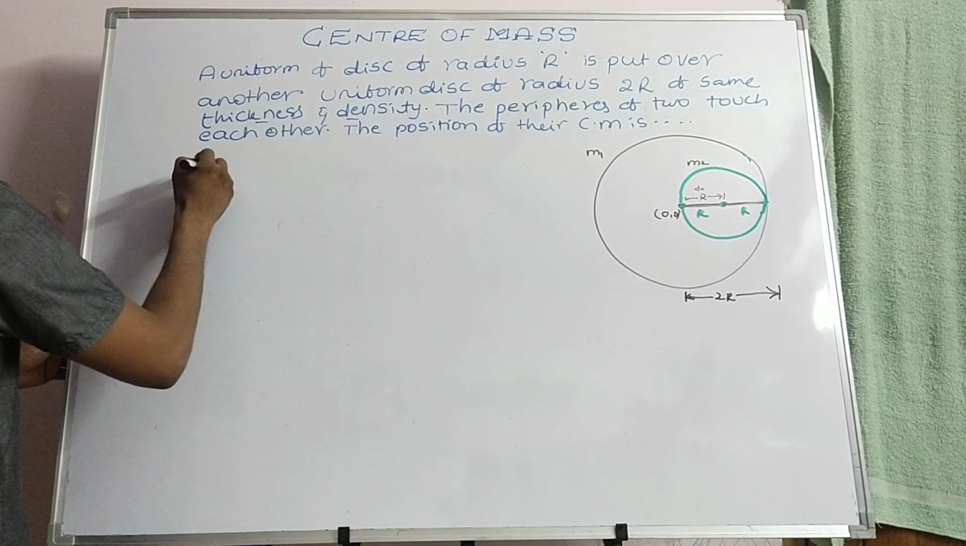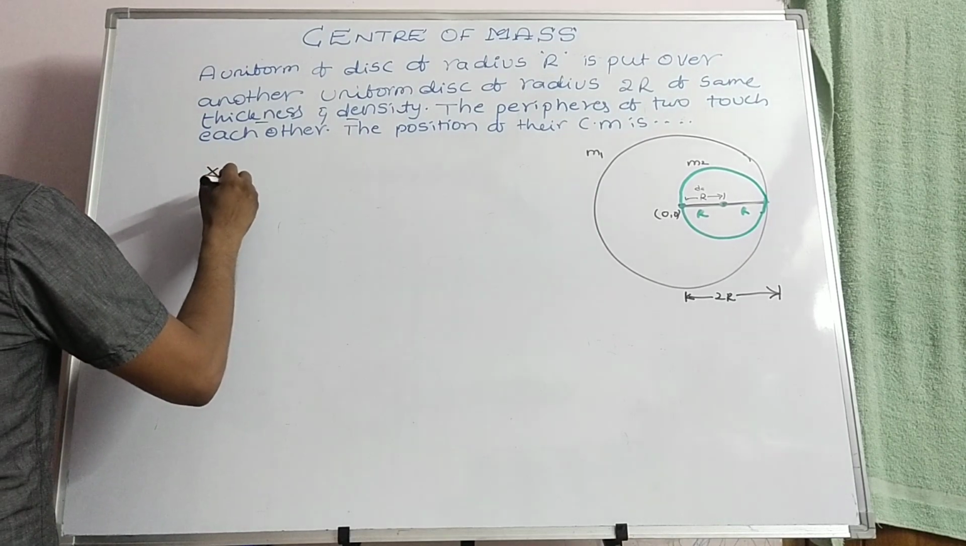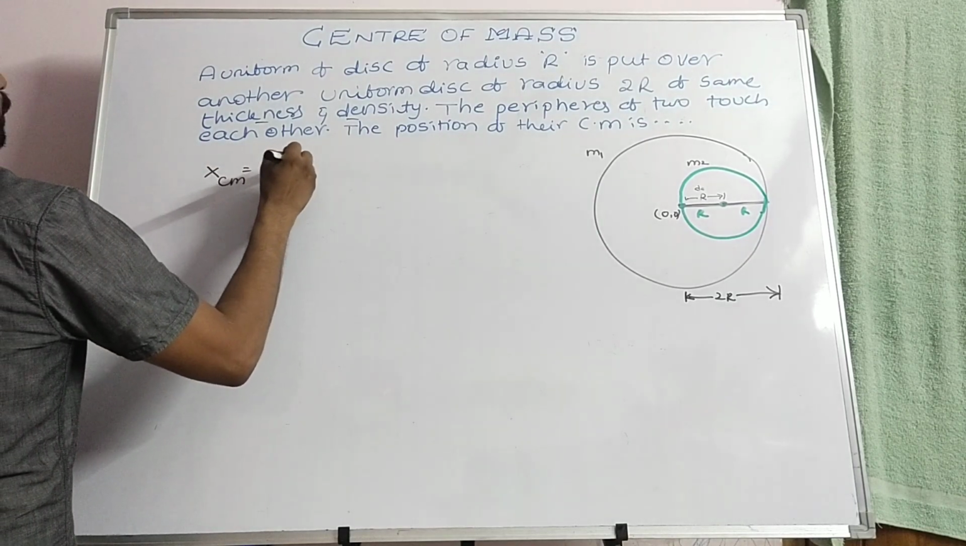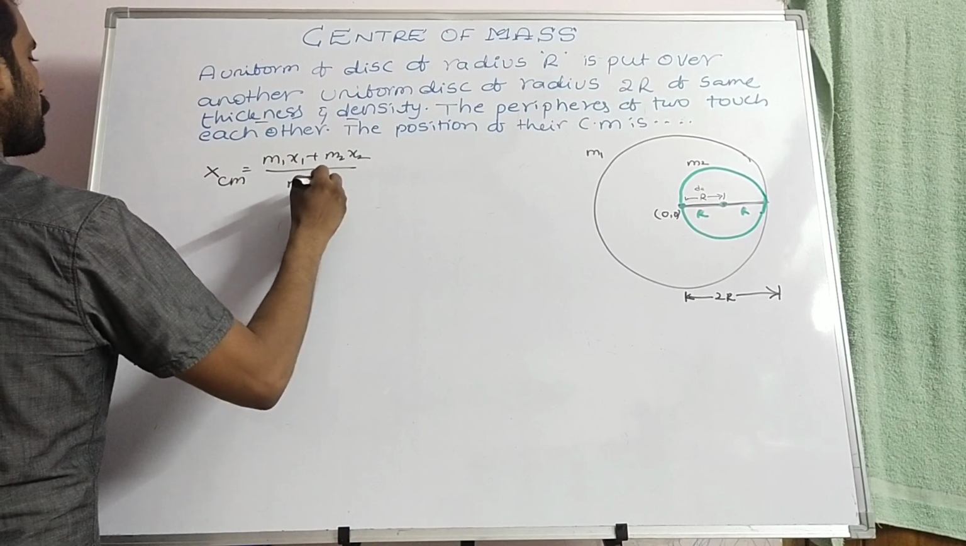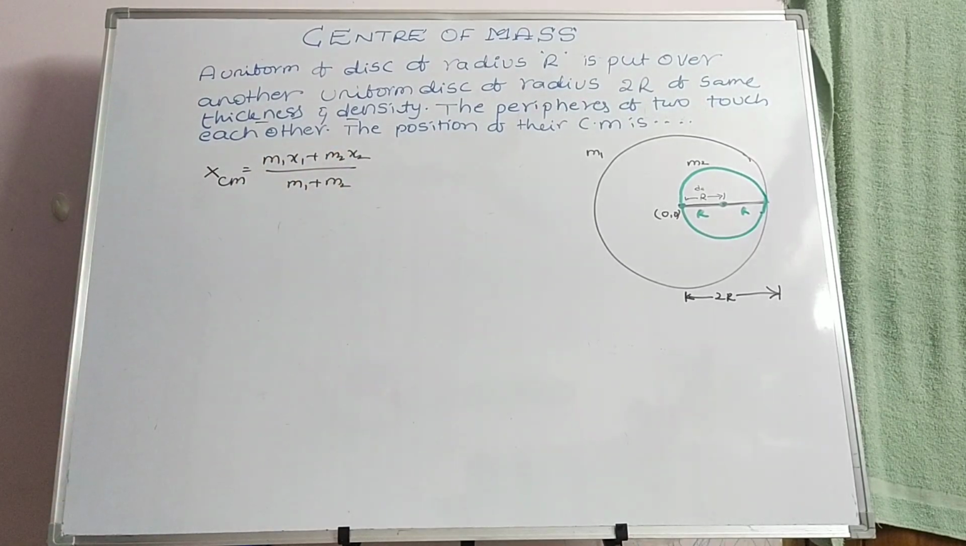Now what about the XCM? XCM is equal to m1 x1 plus m2 x2 by m1 plus m2.